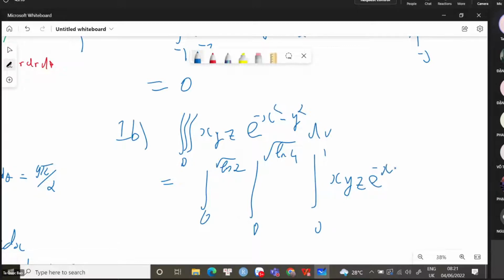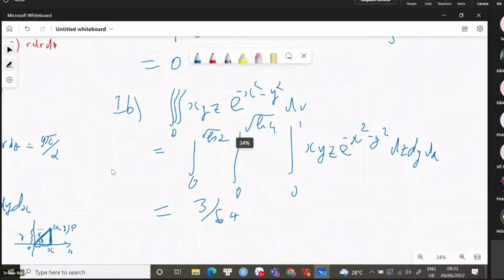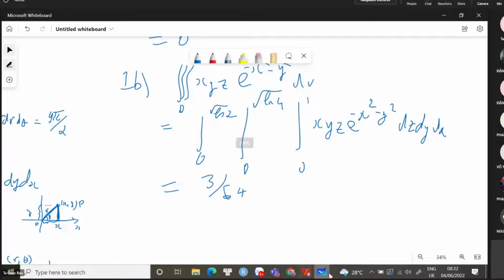xyz e power minus x power 2 plus y power 2 dz dy dx. Remember the order of the integration, the triple integration. And finally, we get the result 3/64. Quite simple.